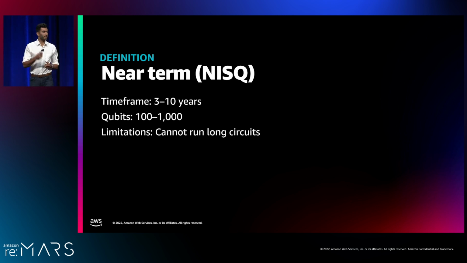And the last term is near term. This is the kind of computer that we'll be dealing with in the next 3 to 10 years. We expect to have 100 to 1,000 qubits, but that won't be the main limitation. The main limitation is actually how noisy the computer is, which will stop us from running large circuits. Okay, let me explain circuits real quick.